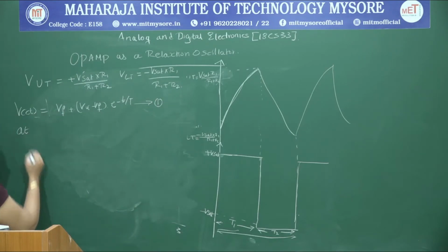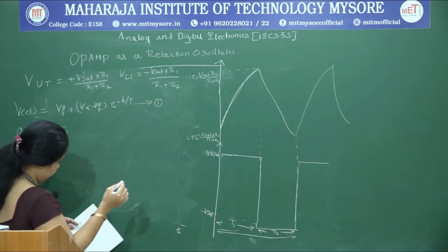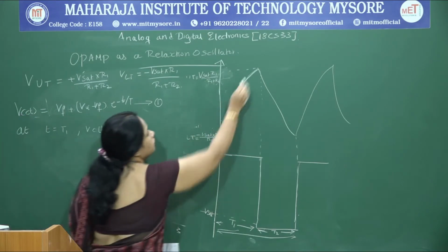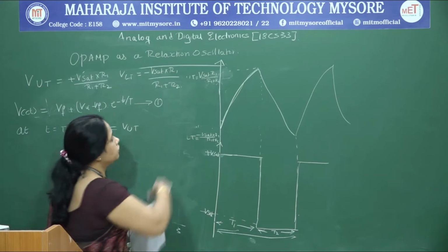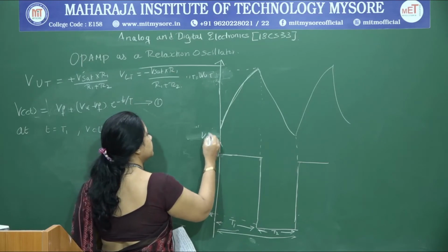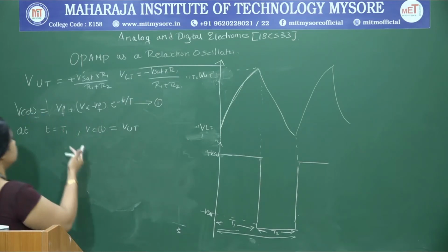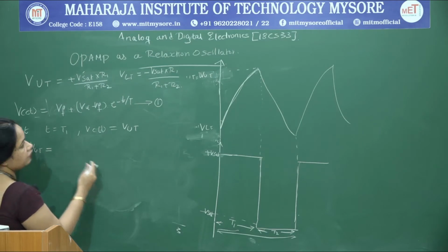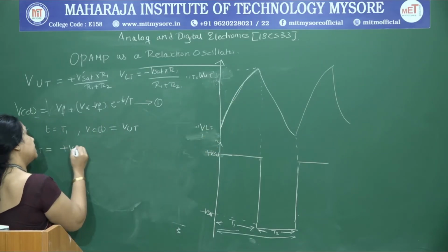Now, let me determine at t is equal to T1. At t is equal to T1, what happens to the capacitor voltage? The capacitor voltage is going to be VUT, the upper threshold point. Instead of writing it completely, let me write it as V. So, substituting these values, VUT is going to be, what is final? It is getting charged towards positive saturation, so it is plus Vsat.